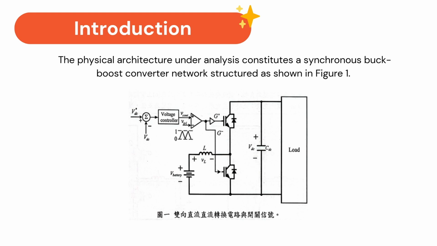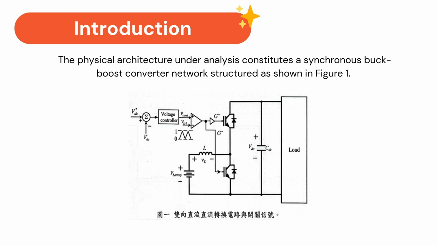switch signal G positive. The control voltage generated by the processing core is continuously modulated against an internal high frequency periodic triangular carrier wave. When V control is higher than the triangular wave, the lower switch QB receives a high drive signal G negative, forcing it into conduction. Conversely, when the V control is lower than the triangular wave signal, the lower switch is deactivated and the upper switch QA is driven on by G positive.